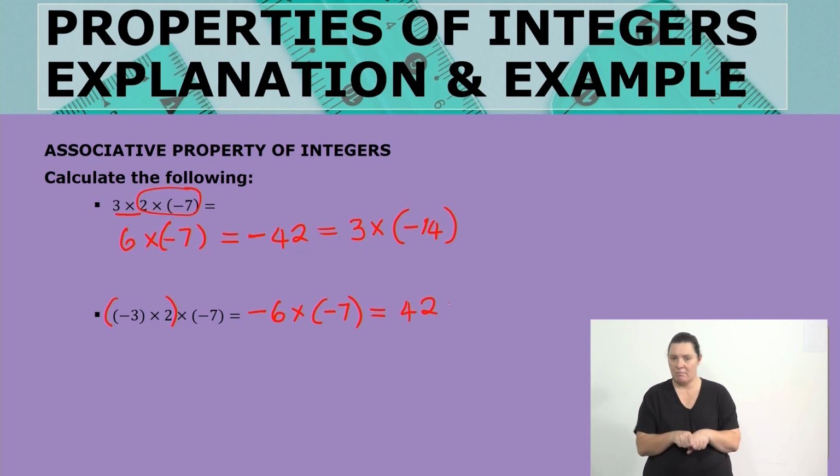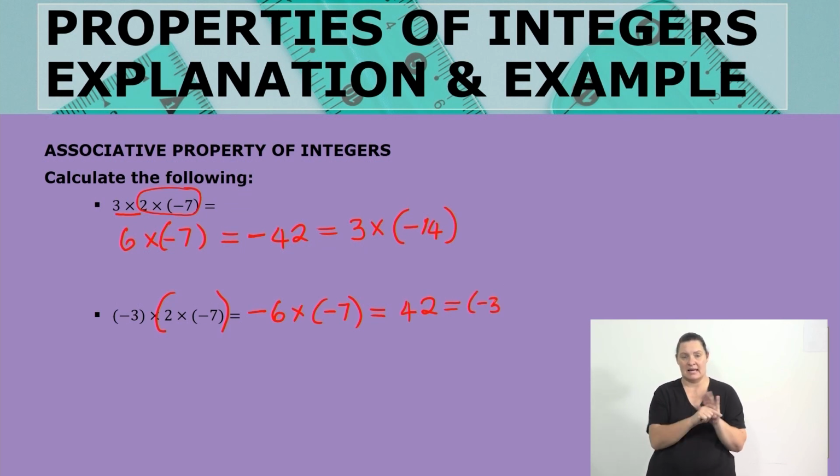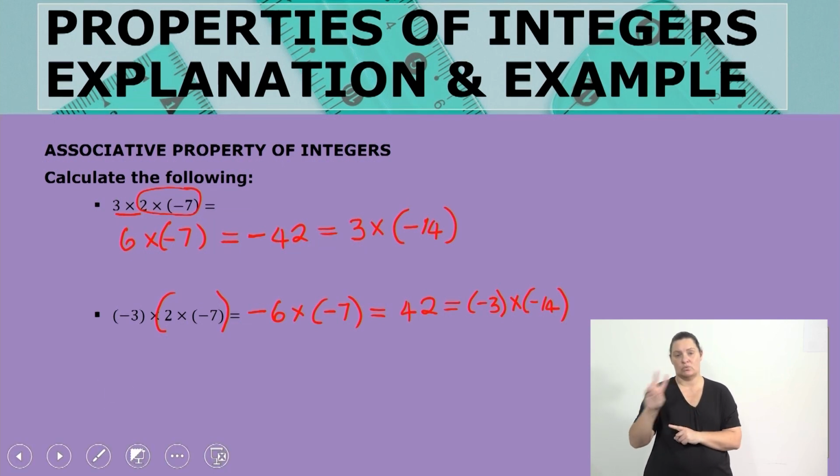The same could have been if you had decided to group the 2 and the negative 7 together. So that would have been the negative 3 multiplied by the negative 14, which still gives us an answer of a positive 42.